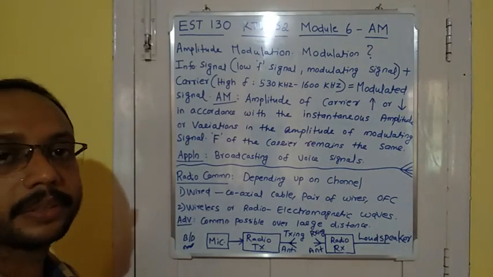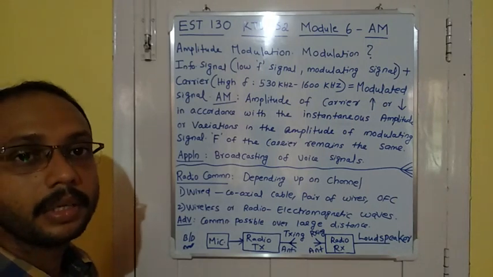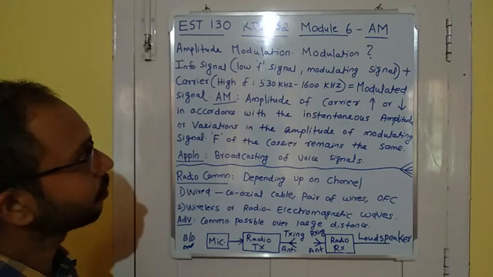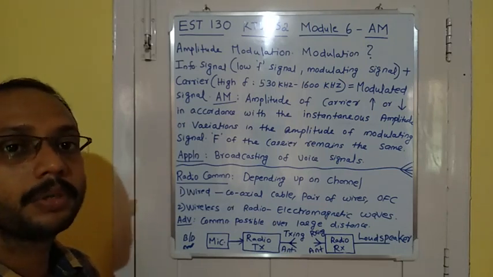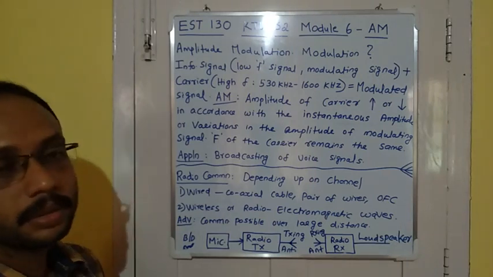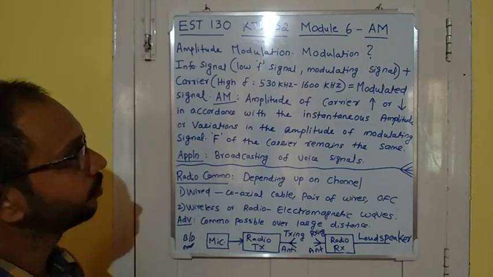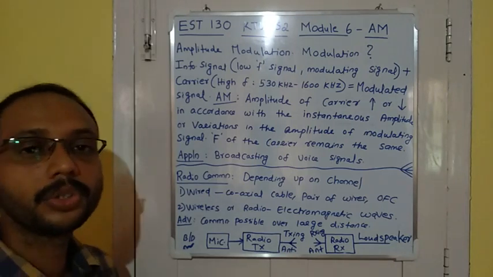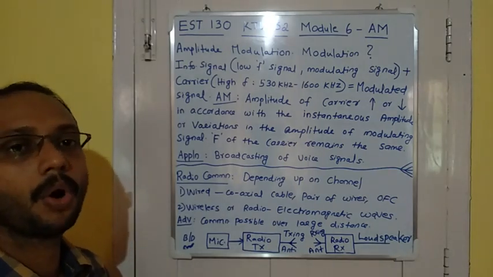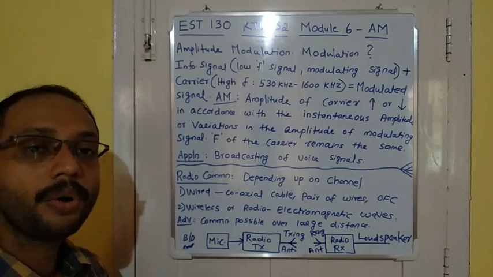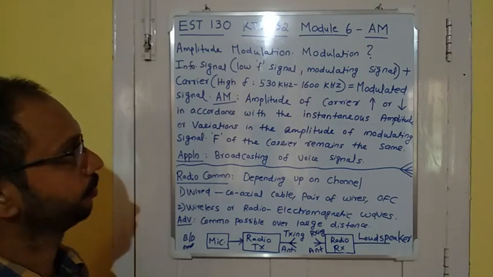In the previous class, I have taken a topic that is modulation. Today we are discussing amplitude modulation. So what is modulation? Modulation is a process of changing some characteristics of the carrier wave in accordance with the instantaneous amplitude of the modulating wave.